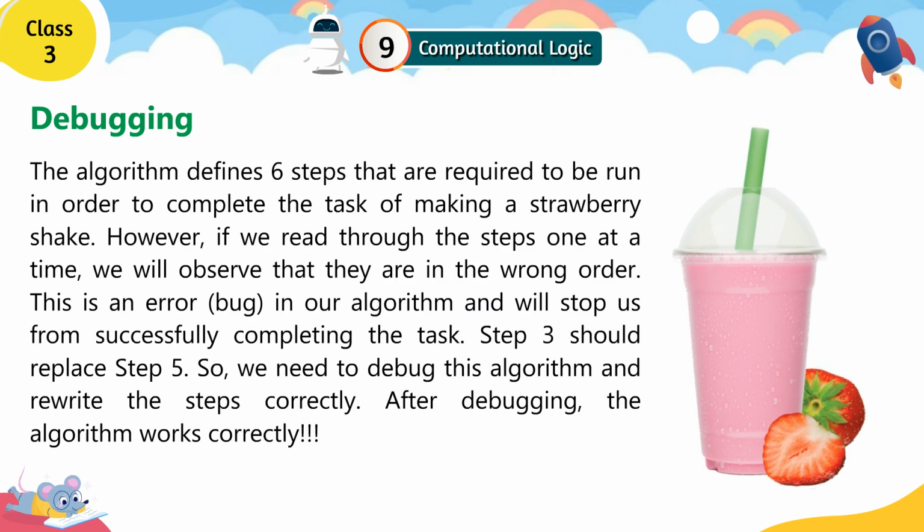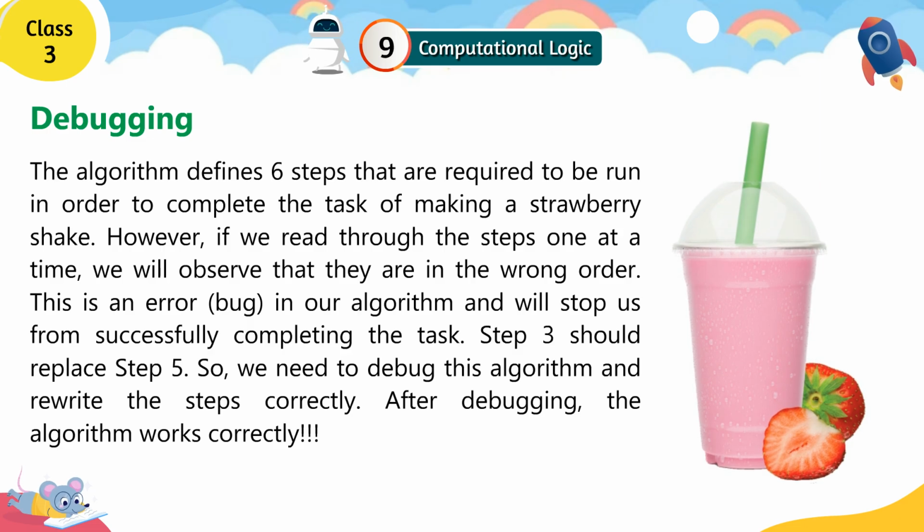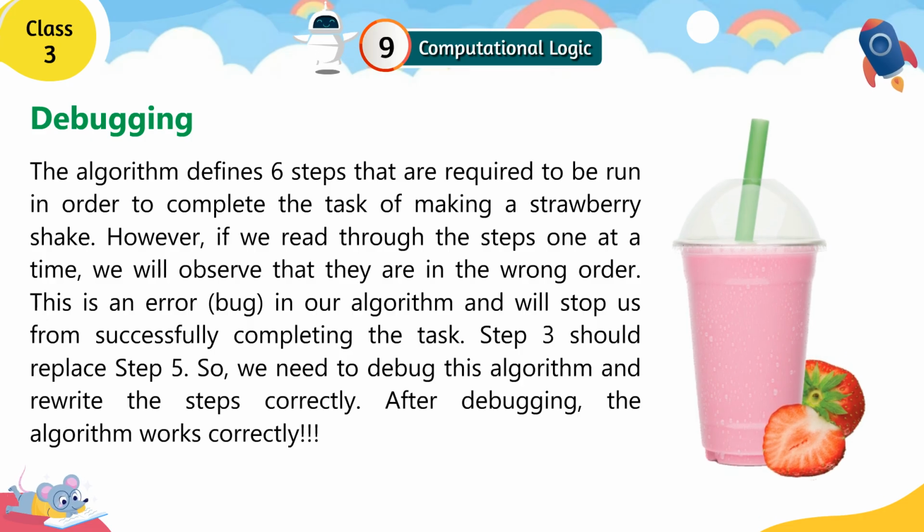The algorithm defines 6 steps that are required to be run in order to complete the task of making a strawberry shake. However, if we read through the steps one at a time, we will observe that they are in the wrong order. This is an error, bug, in our algorithm and will stop us from successfully completing the task. Step 3 should replace step 5. So, we need to debug this algorithm and rewrite the steps correctly. After debugging, the algorithm works correctly.